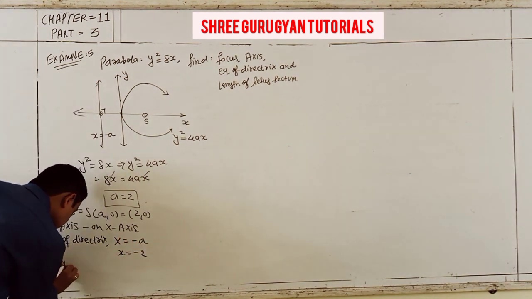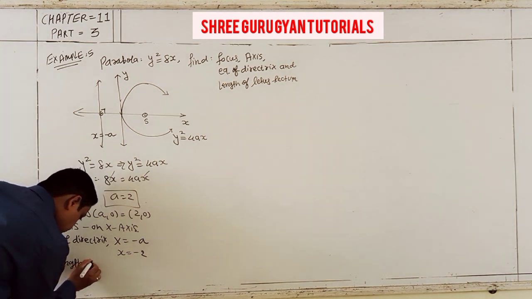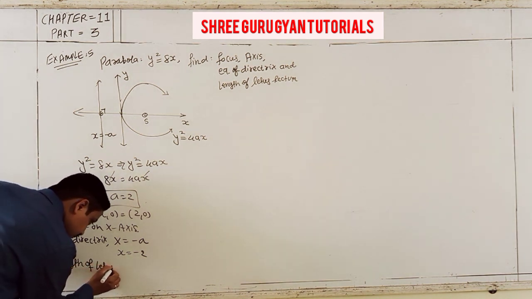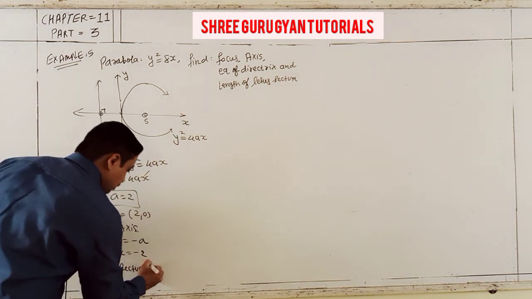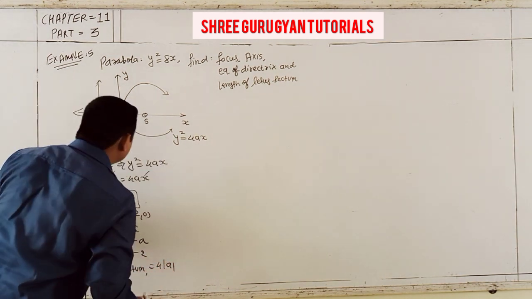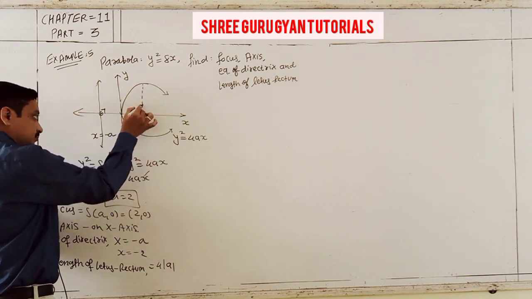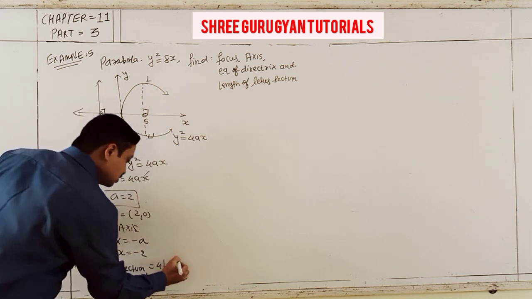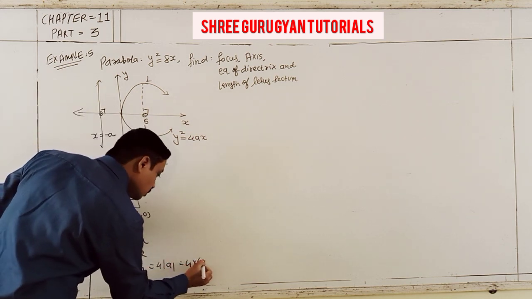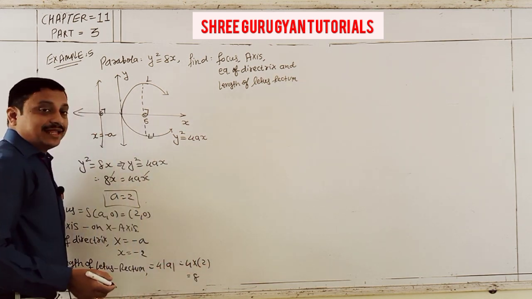And last, length of latus rectum, which is equal to 4 modulus a. This is the length of latus rectum. Already I explained the figure. L is 90 degrees to that. So 4, what is the a? 2. So my answer is exactly 8.